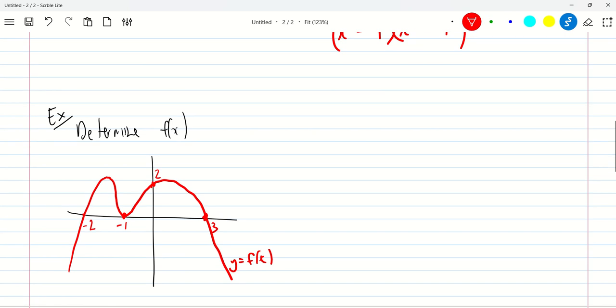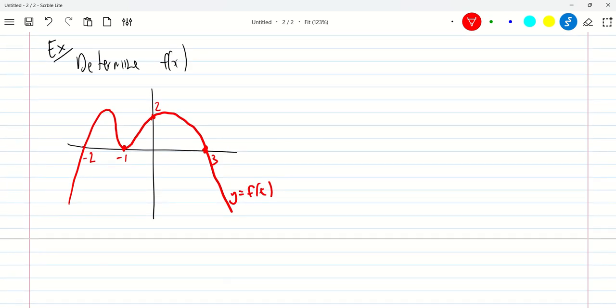Let's just do one more example for quartics, because like I said, the theory is virtually the same as cubics. It's sort of getting just a little bit harder. Here we go. So we've got an equation, f of x. What information do we have? We have it crossing at negative 2. We have it touching at negative 1. We have it crossing at 3. And we have a y-intercept of 2. Let's put all that information into a big quartic.